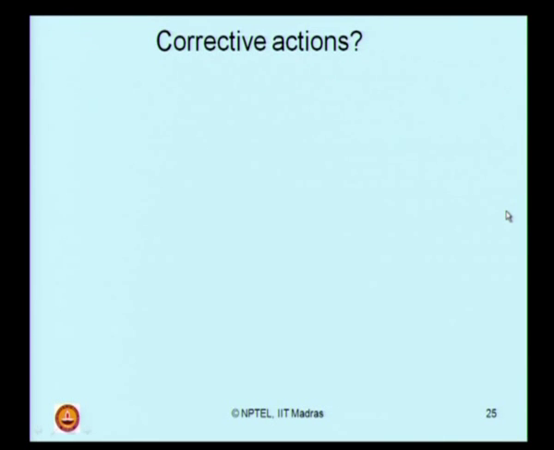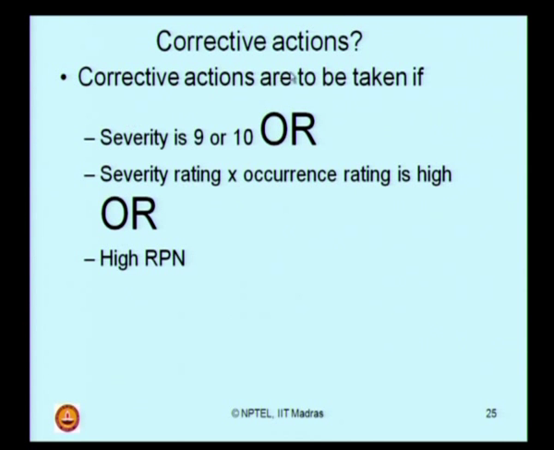What do we understand by corrective actions? Corrective actions are to be taken if the severity is 9 or 10. If the severity you identify on a 10-point scale is 10 or 9, then you must take corrective measures, or if severity rating into occurrence rating is high. For example, both of them are measured on a 10-point scale, you get a product of these two, and if that product comes to be high, then you take corrective measures, or if you get a high risk priority number, then also you initiate corrective actions.